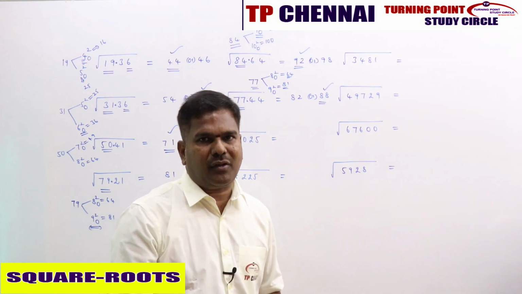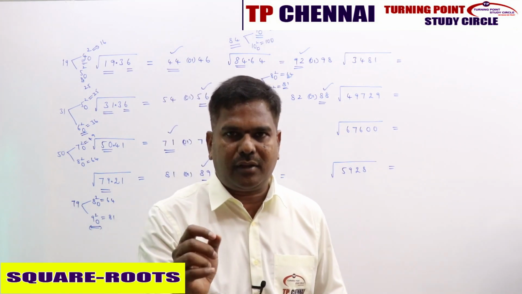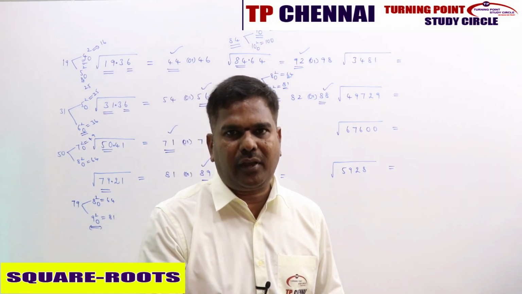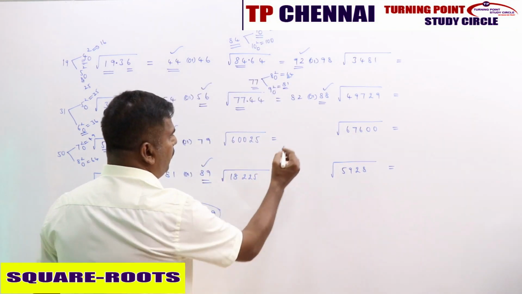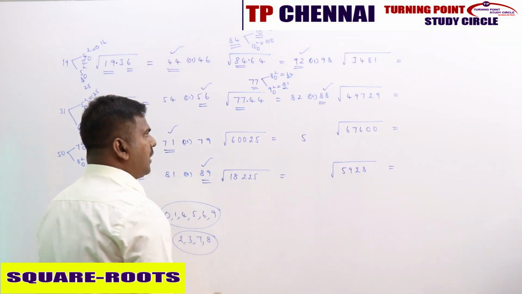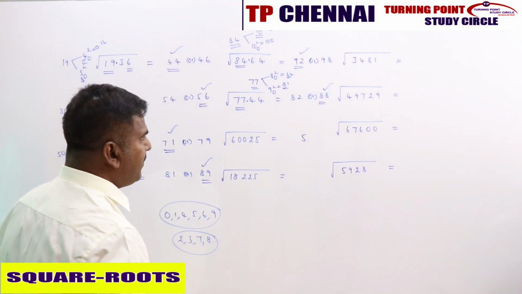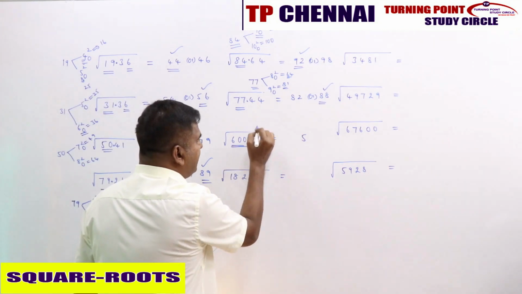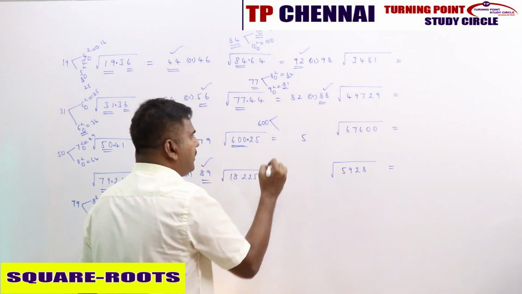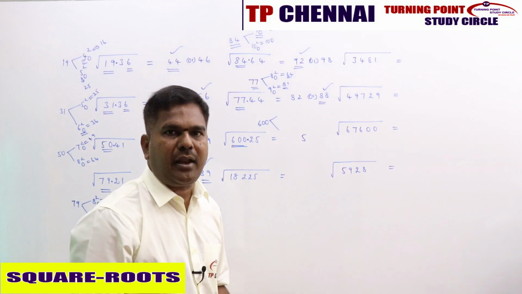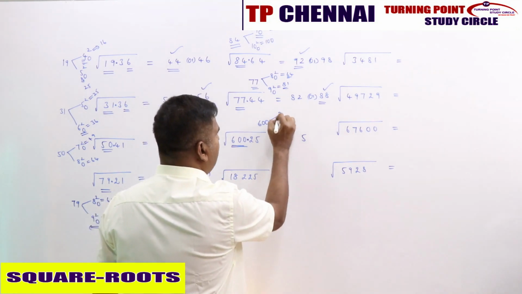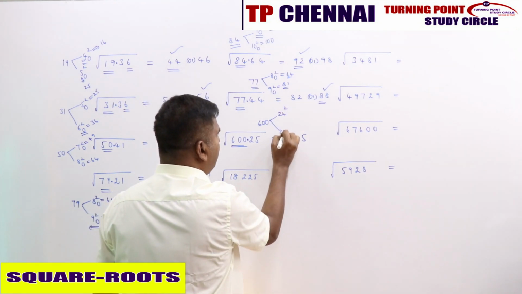Ending with 5, only one number will be ending with 5. So whichever square ends with a 5, its square root will end with a 5. So 5 only. We won't be getting 2 answers here like previous ones. Put a dot after 2 digits, 600. 600 lies between which two squares? What is 25 square? 625. What is 24 square? 576. So it is 24 square and 25 square.